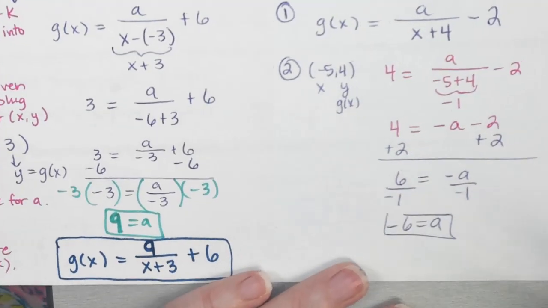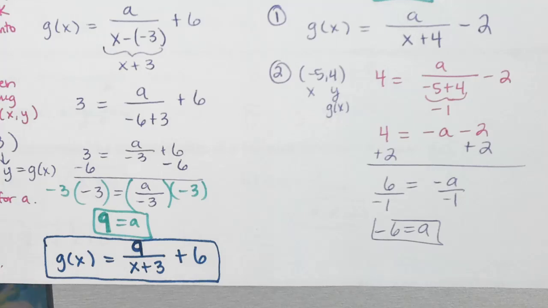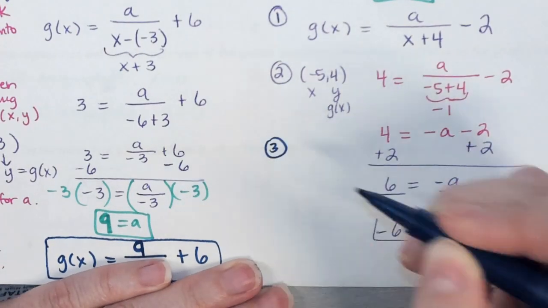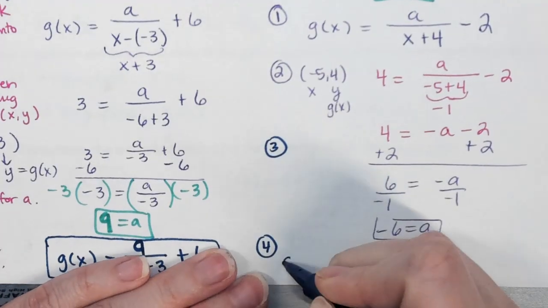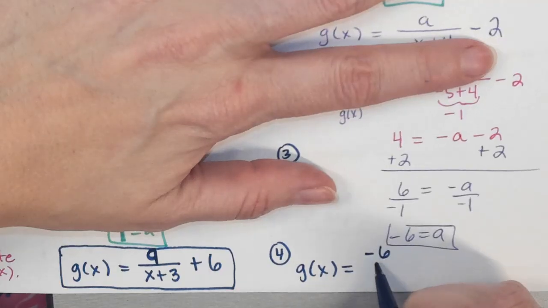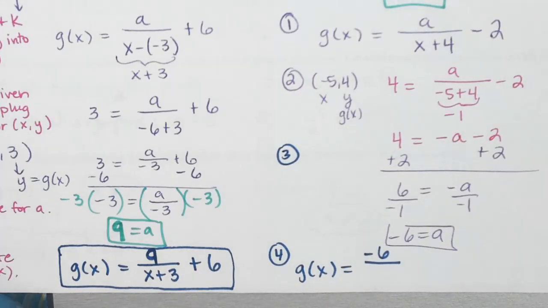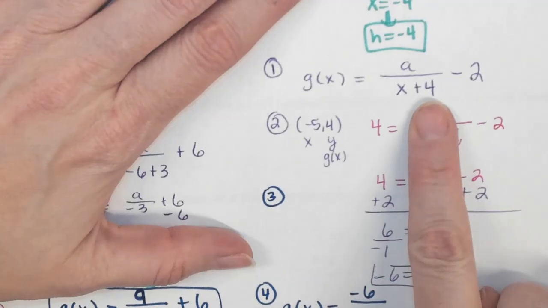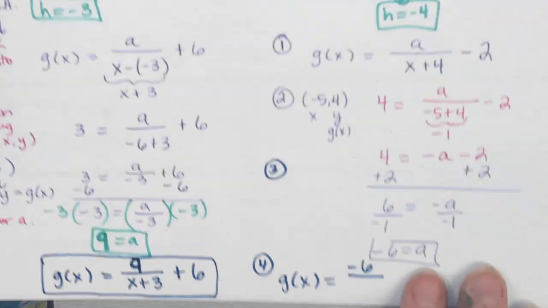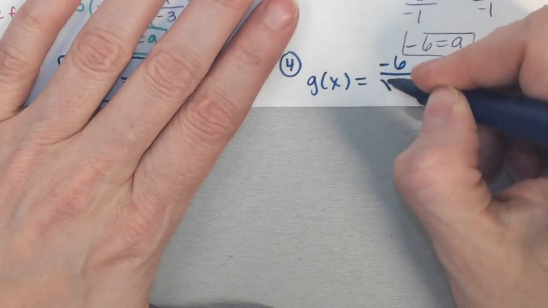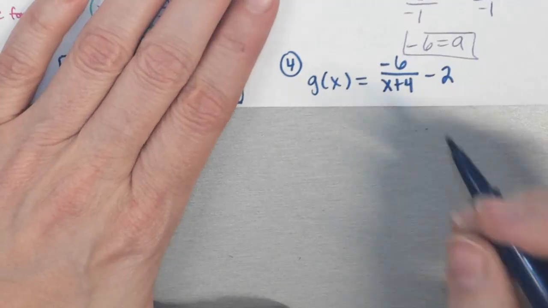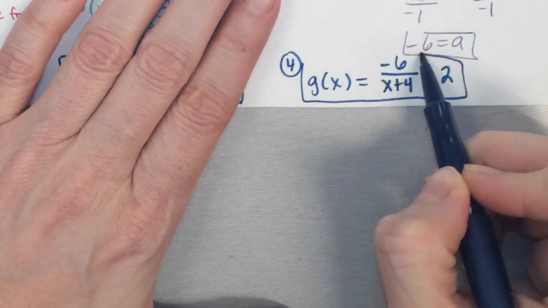And then once you find A, you are going to write your final equation. Okay, so 3 was solving, 4 is going to be the equation. So you have g of x equals, and then you plug in your A in the numerator, negative 6. And really, your final answer should just be this, but with the a plugged in. So it's negative 6 over x plus 4 minus 2. And then this is going to be your final answer.